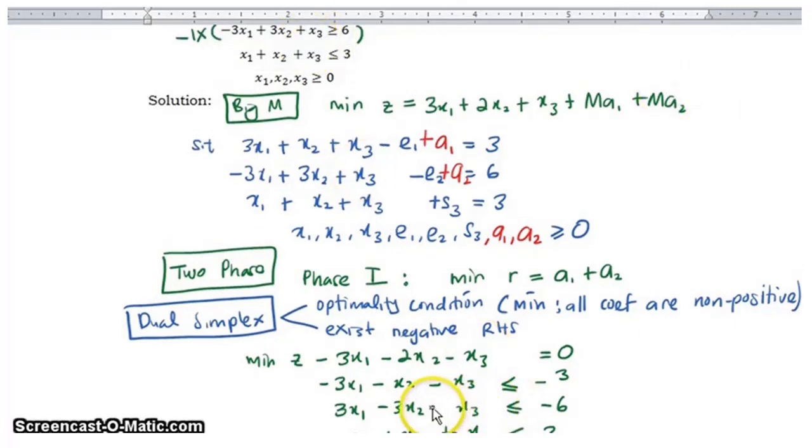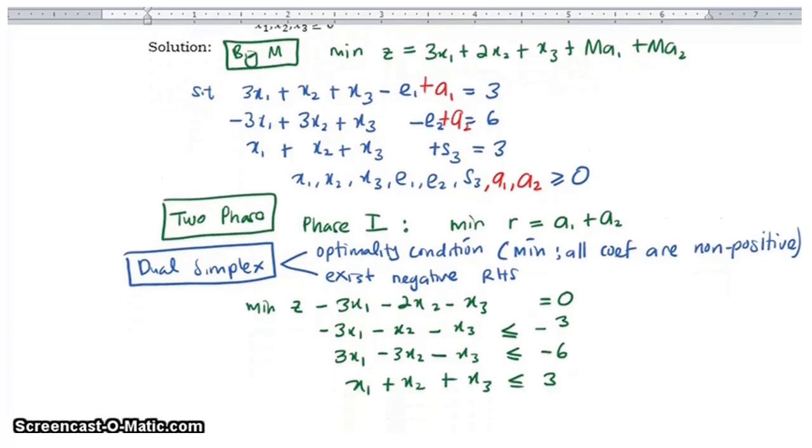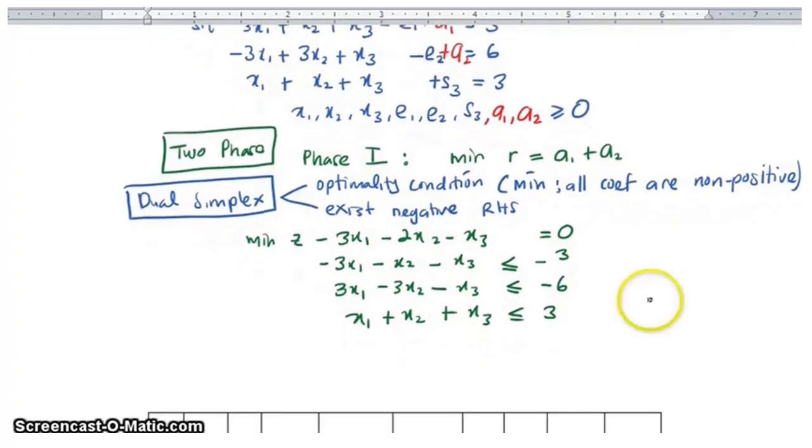It's negative. Okay, now we can solve this problem by using the dual simplex method, since we have all negative coefficients in row 0 and there exists a negative right hand side in the constraint. So we can solve this problem by using the dual simplex method. Okay, that's the guideline to find the solution of this problem.